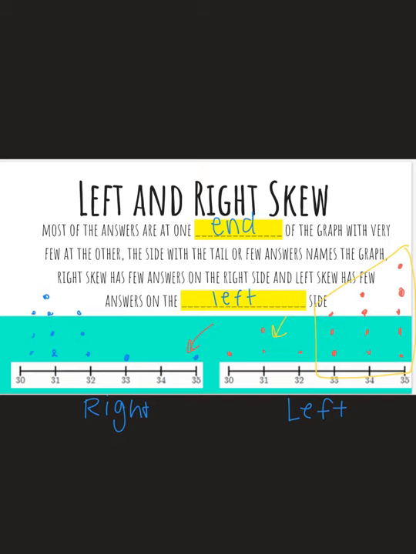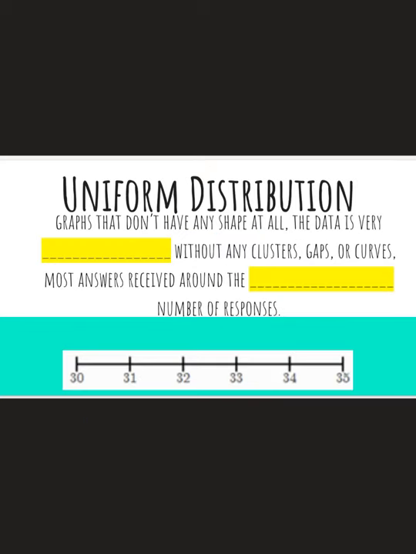All right, this next one is uniform distribution. Graphs that don't have any shape at all. So the data is very even without any clusters, gaps, or curves. Most answers received around the same number of responses. So that means, for example, if I were to put 2 at 30, 2 at 31, 2 at 32, 3 at 33, 2 at 34, and 3 at 35. Notice how they are all very, very similar and have no clusters, gaps, or curves in the graph at all.